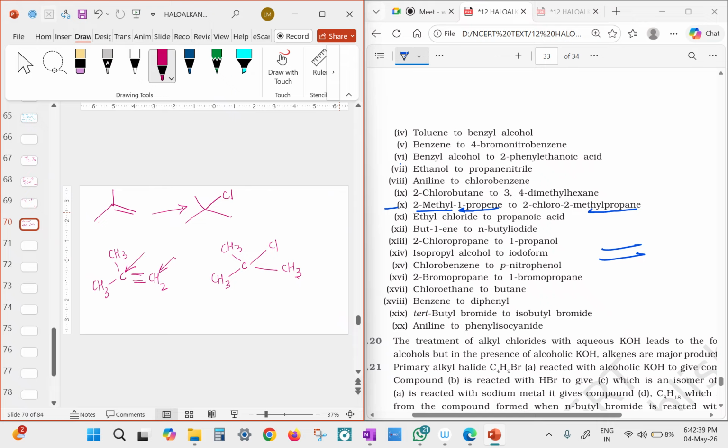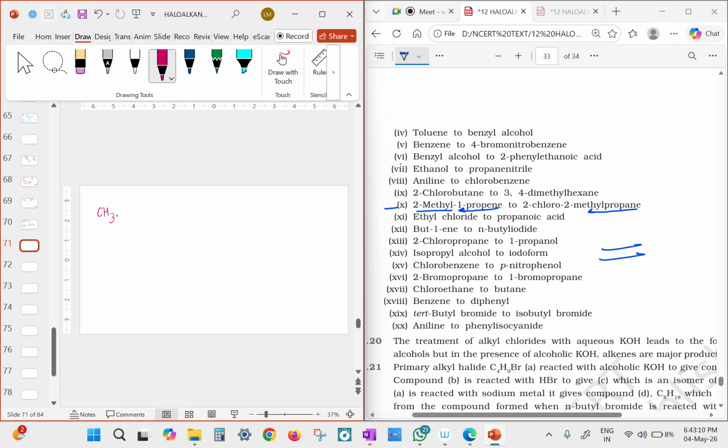How will you convert? Is it not simple HBr, HCl addition? The hydrogen goes to that carbon which has more hydrogens. Cl minus goes to that carbon which has fewer hydrogens. Yes, ma'am. Okay, so it's simple addition. You just have to add HCl. Clear, Pranav and Prajesh?